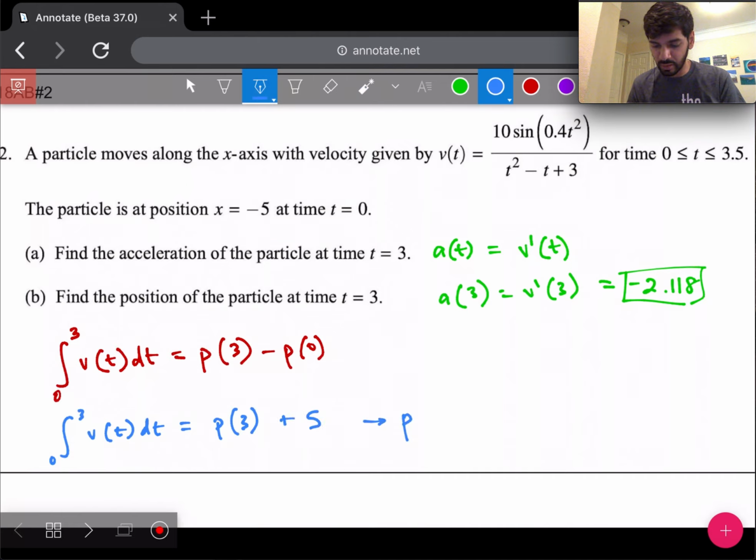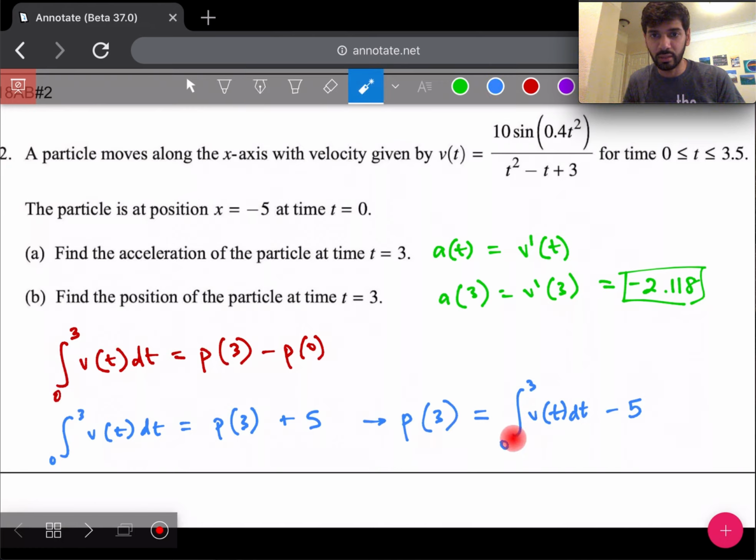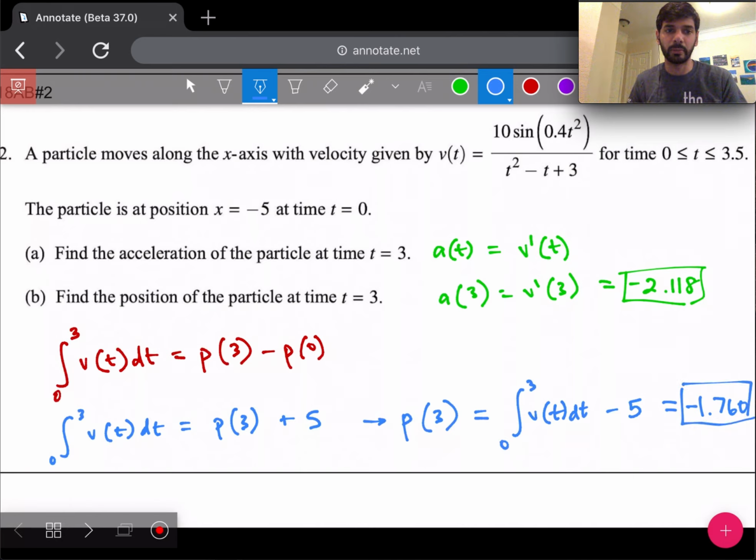So this tells me that p of 3, if I wanted to isolate it, I would just subtract over the 5. So I would have the integral from 0 to 3 of v of t dt. And since I'm subtracting over this 5, I would do a -5 there. Okay, so math 9 in your calculator, subtract 5 from that, and you should get the value for p of 3. This ends up being -1.760 in your calculator. Okay, so there's this problem right here.